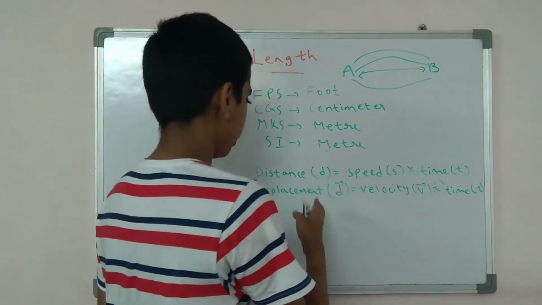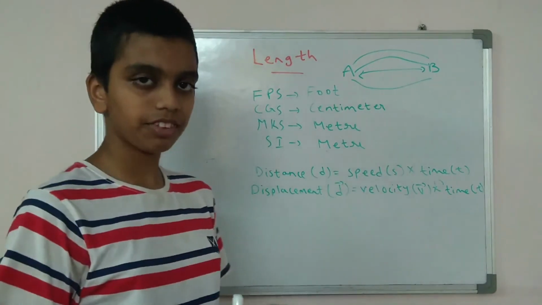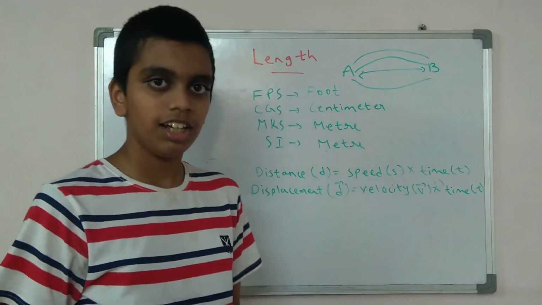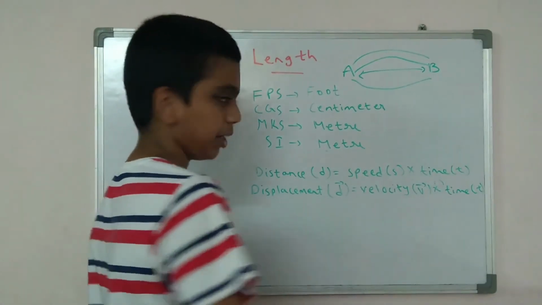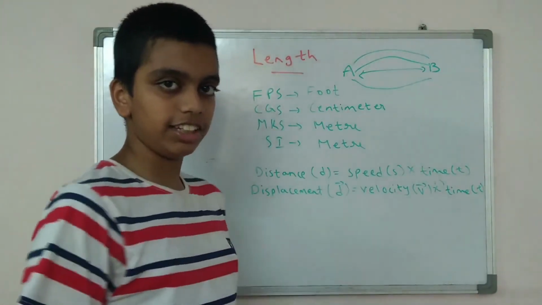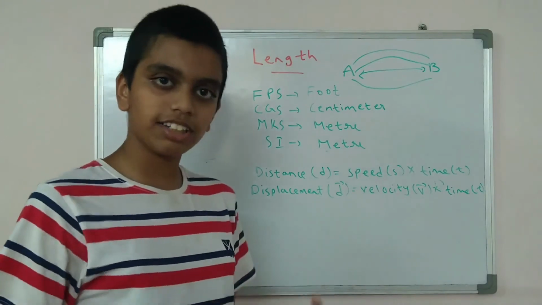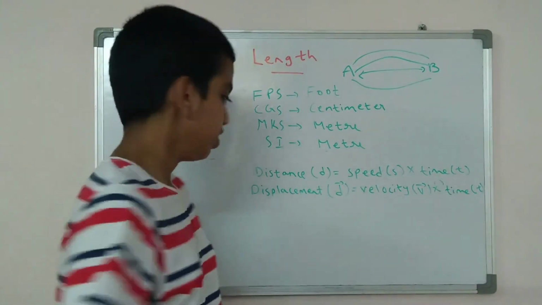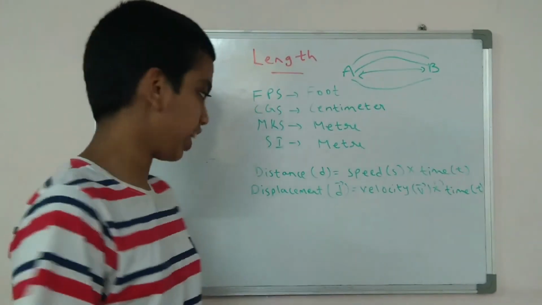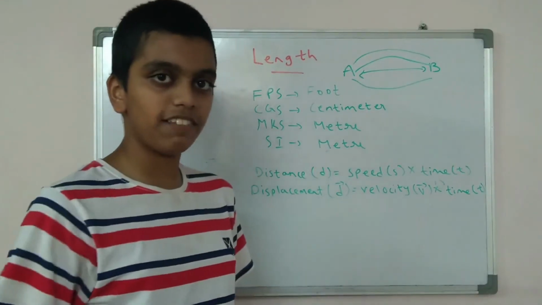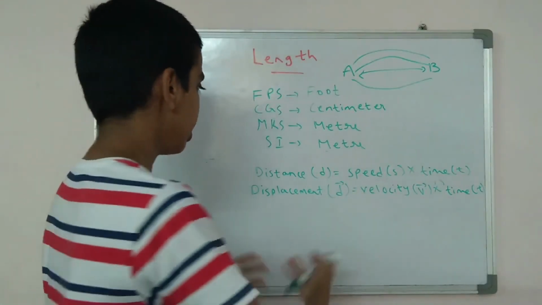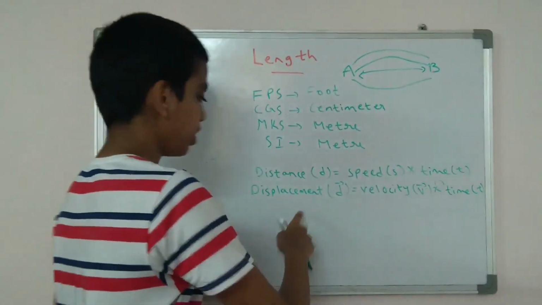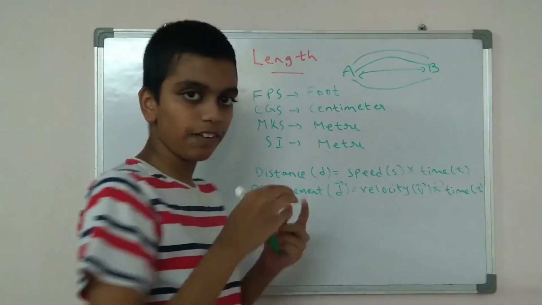For example, if displacement is 5 meter, the magnitude is 5 meter. The direction is, for example, displacement 5 meter to east, which means 5 meter to the right side. So displacement has both magnitude and direction. But distance is just 5 meter, whether it's east, west, north or south, it doesn't matter. But for displacement, direction matters. So that is a vector quantity.